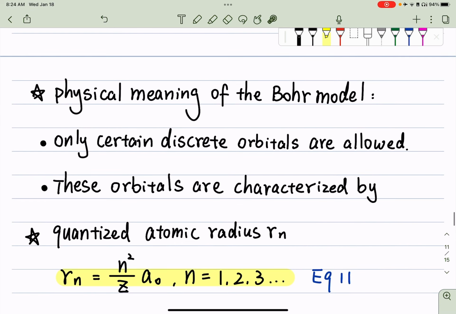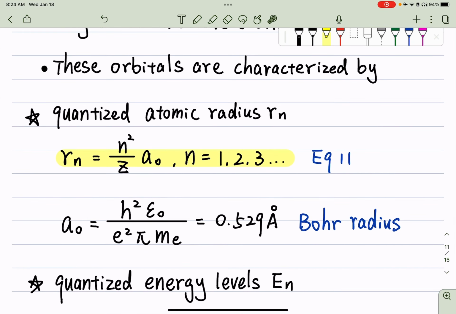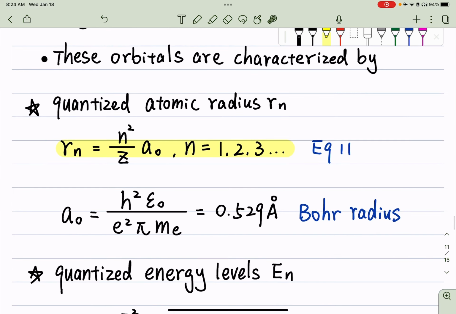As a summary, we went over the derivation together, and here is the physical meaning of the Bohr model. Only certain discrete orbitals are allowed in the Bohr model, and these allowed orbitals are characterized by two properties. One, the atomic radius r is quantized. Here we have r_n equals n squared over Z times the Bohr radius a naught.